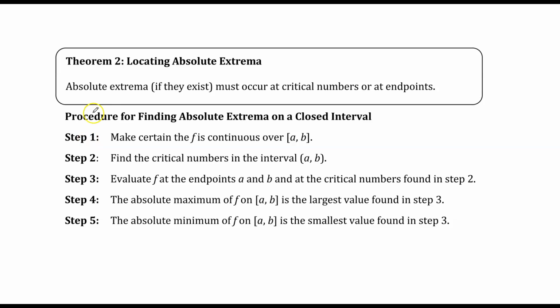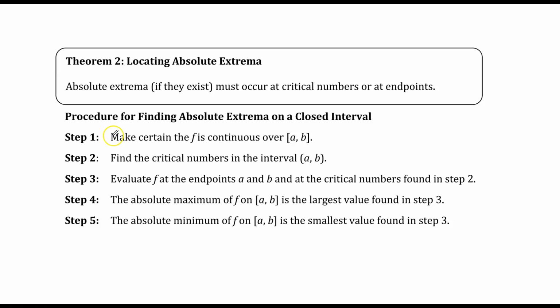This next theorem will outline the process of finding the absolute extrema. It states that the absolute extrema, if they exist, must occur at critical numbers or at endpoints. Critical numbers are the location of your local extreme values.